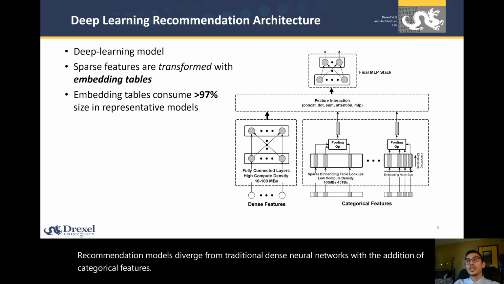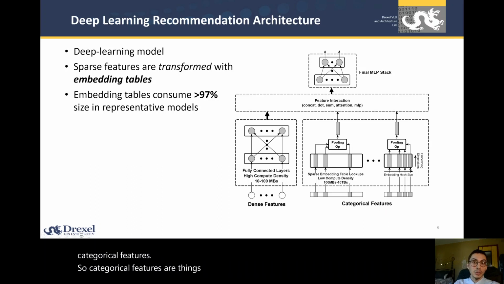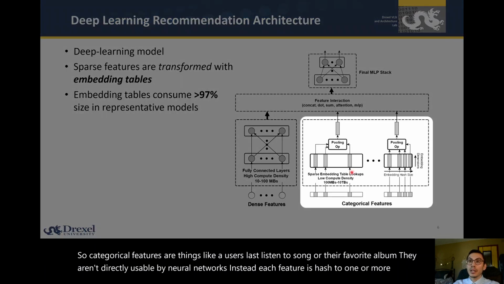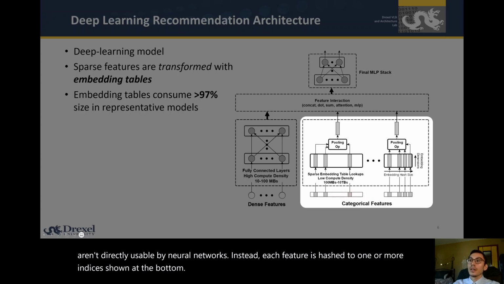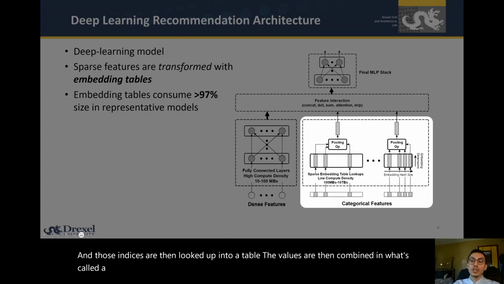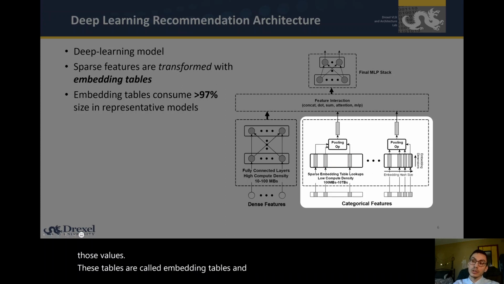Categorical features are things like a user's last listened to song or their favorite album. They aren't directly usable by neural networks. Instead, each feature is hashed to one or more indices shown at the bottom. And those indices are then looked up into a table. The values are then combined in what's called a pooling operation, which is normally just a simple summation or a concatenation of those values. These tables are called embedding tables, and their values are learned during training.